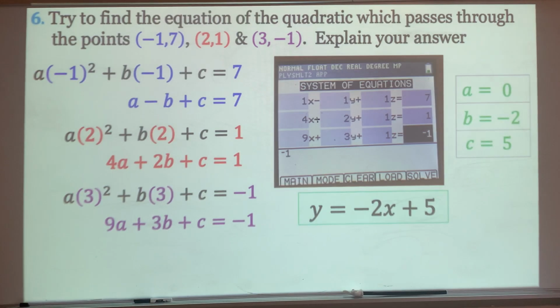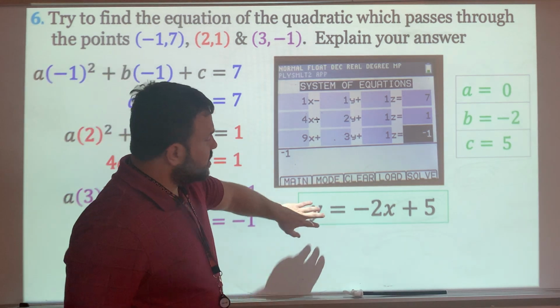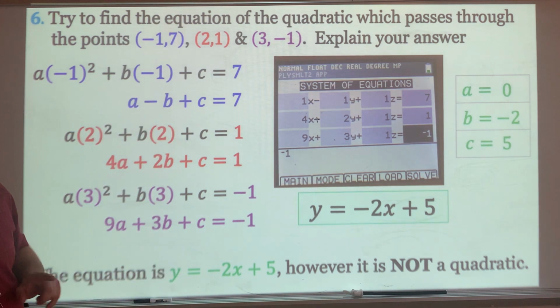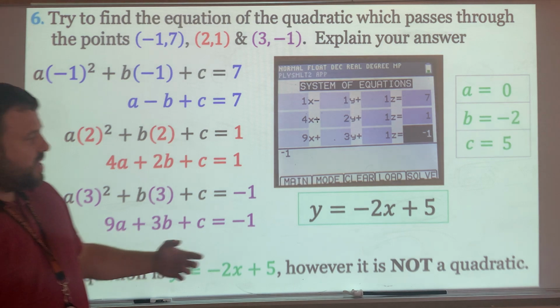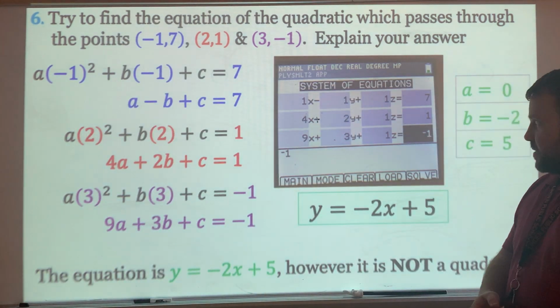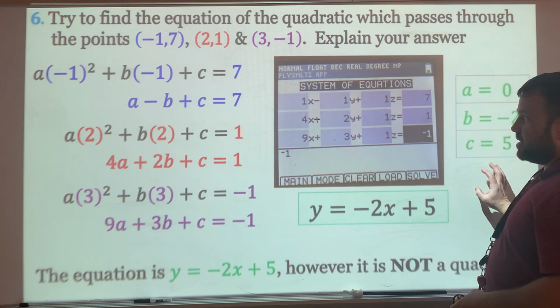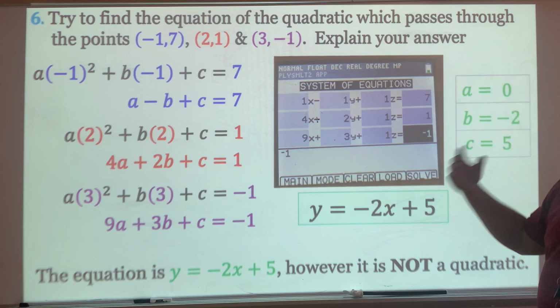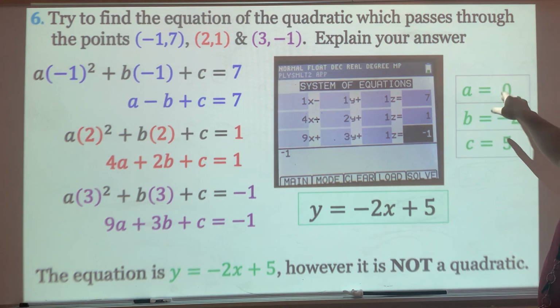Now, if A is 0, what does that mean? Is this a quadratic equation? Actually, the equation is y equals -2x plus 5. However, it's not quadratic. This is a linear equation that has a slope of -2 and a y-intercept of 5. So this is not a quadratic equation. Even though we were able to solve it this way, because A is 0, you need to have at least a number, a fraction, a decimal, something here for A. All right?